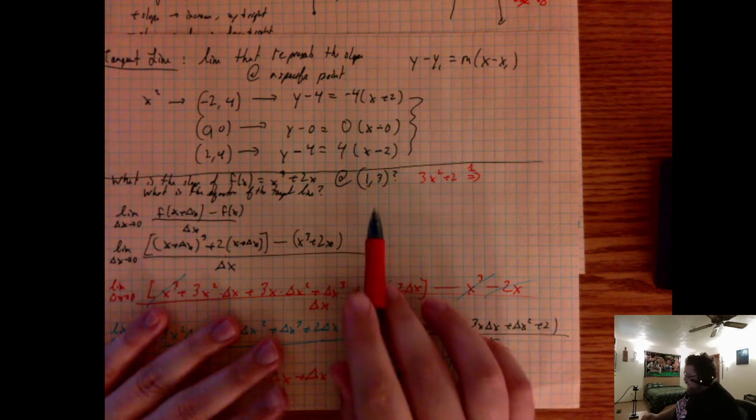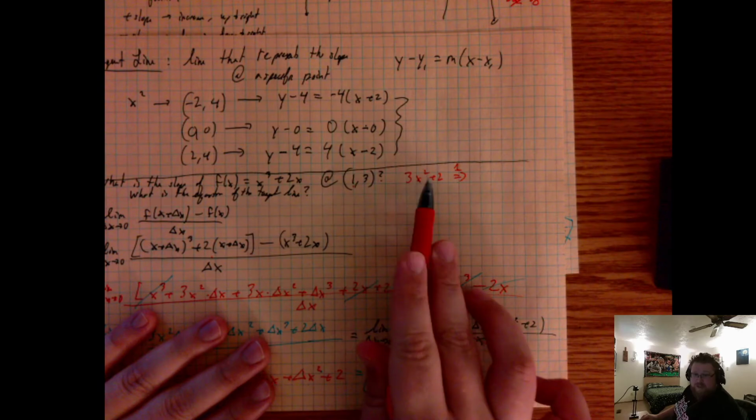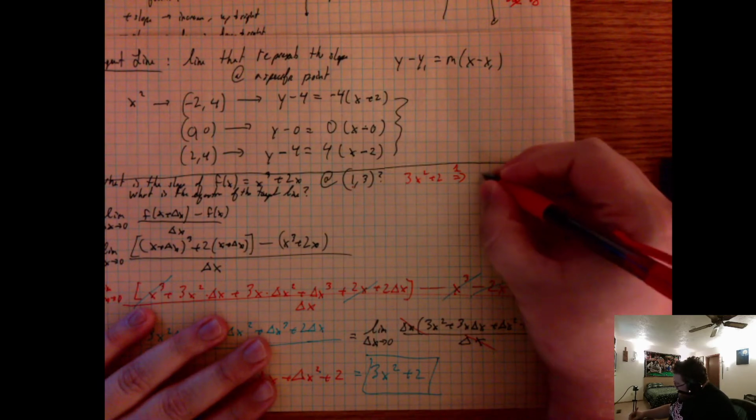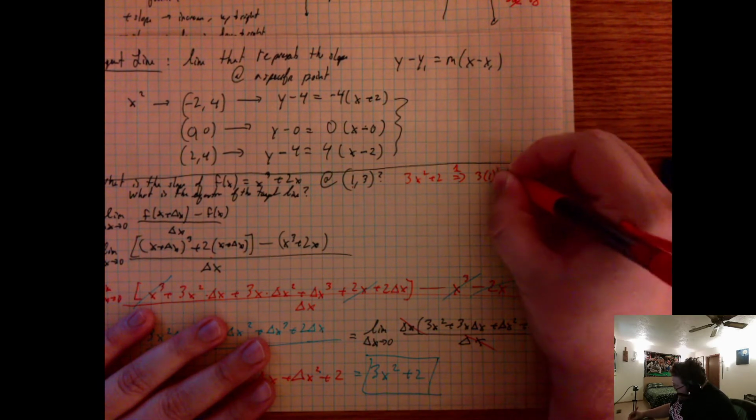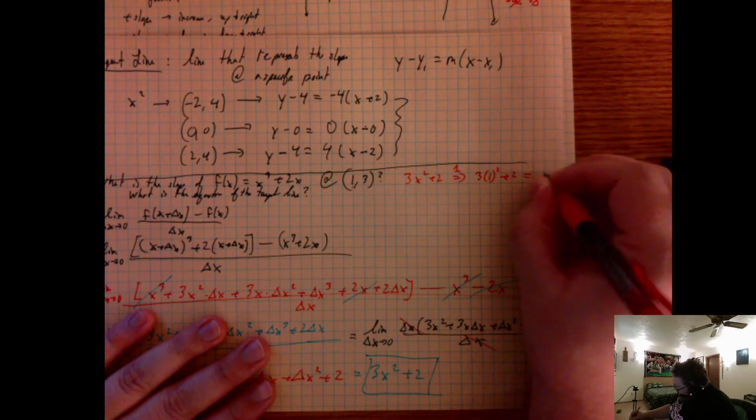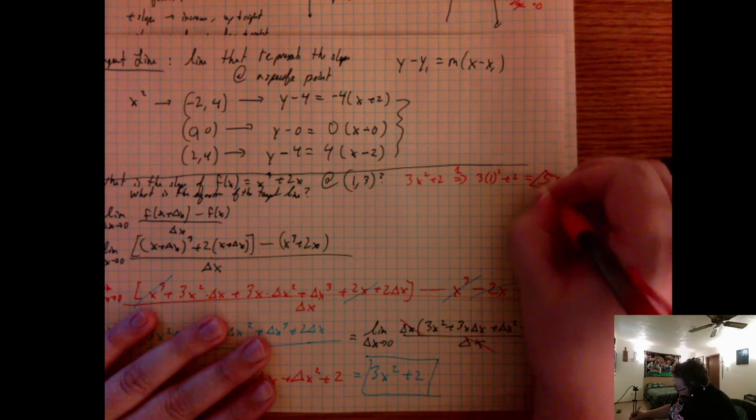So, what is the slope at this specific point? Well, I take my equation, which is 3x squared plus 2. I take 3 times 1 squared plus 2. That tells me my slope at this point should be a slope of 5.